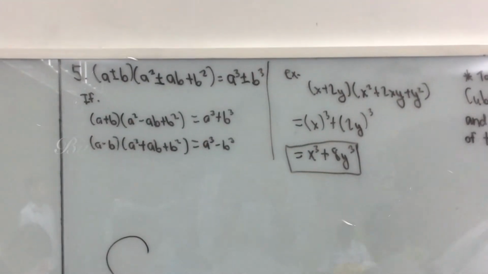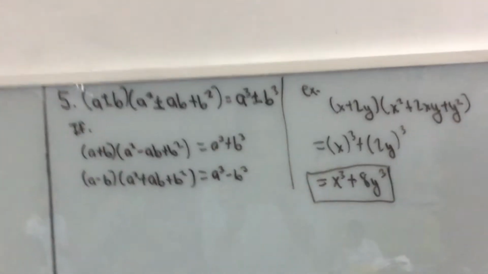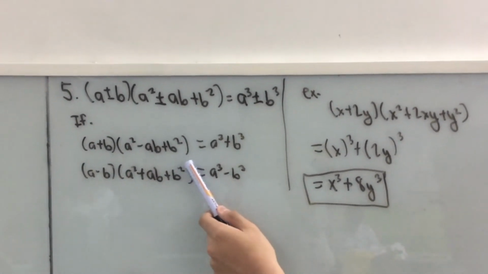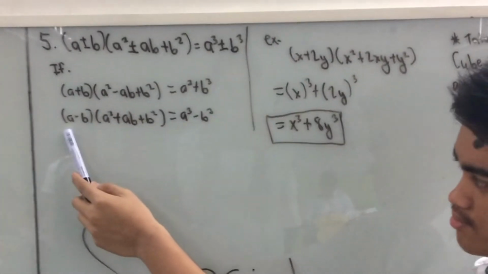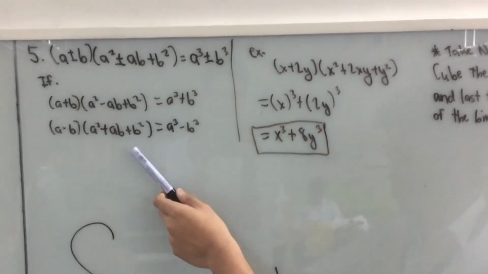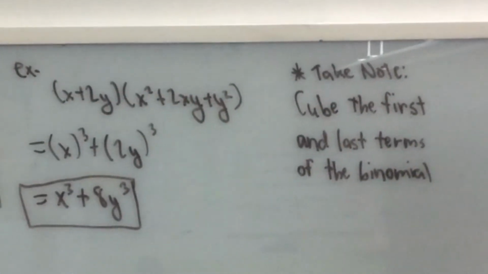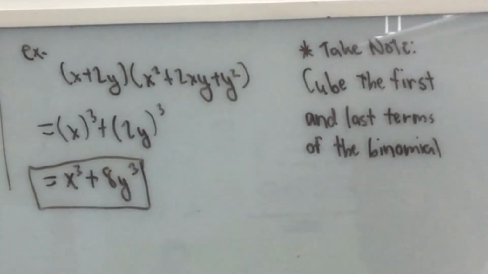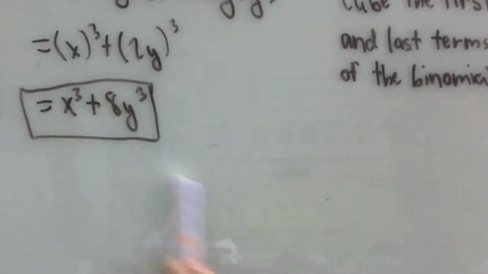Another special product is a binomial times a special multinomial. In this case, if it's a plus b, then it'll be a squared minus ab plus b squared for the multinomial, and the answer will be a cubed plus b cubed. But if the binomial has a negative in it, so a minus b, the multinomial will have a squared plus ab plus b squared, and the final answer will be a cubed minus b cubed. So for example, using (x + 2y) times (x squared minus 2xy plus 4y squared), we'll get a cubed plus b cubed. So it'll be x cubed plus 8y cubed.